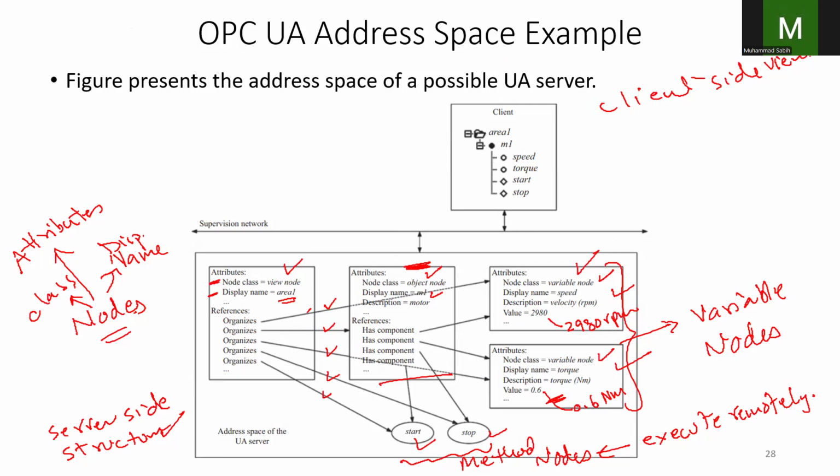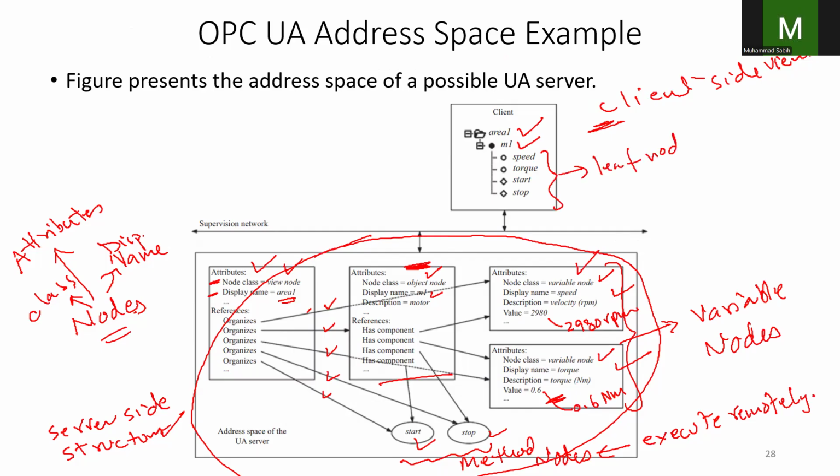On the top of the diagram here, we see the client's view. This is the client's view on top, and this is a mirror of the exposed parts of the address space. So this whole address space of the server side is neatly arranged through this view node, and it shows how the things are arranged. If you see, it is neatly arranged under area 1, then the motor 1, and then finally the leaf nodes are here.